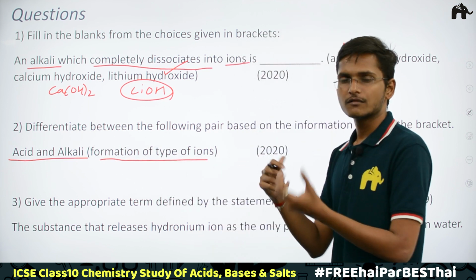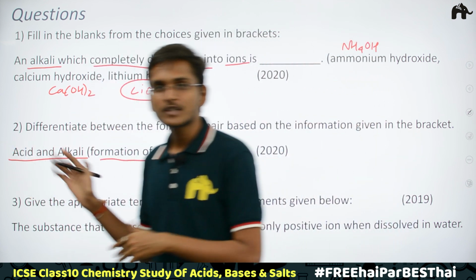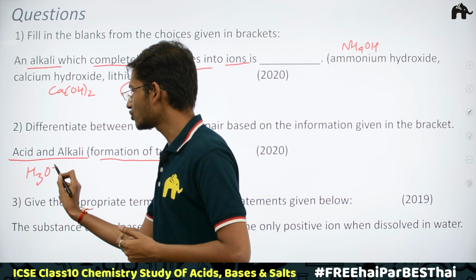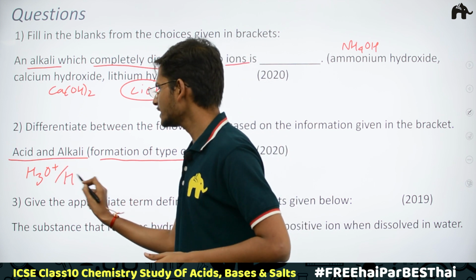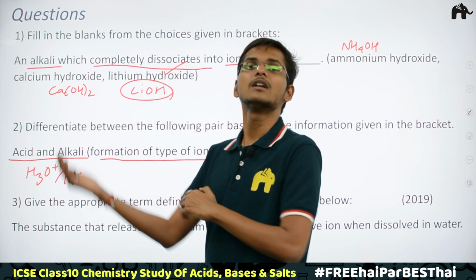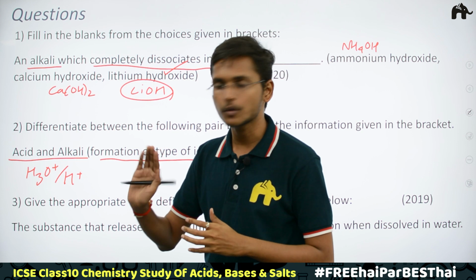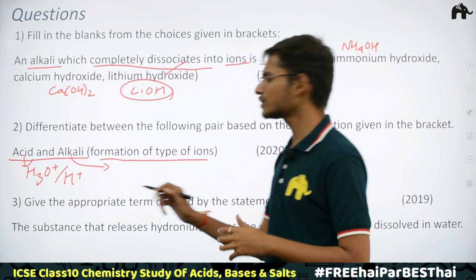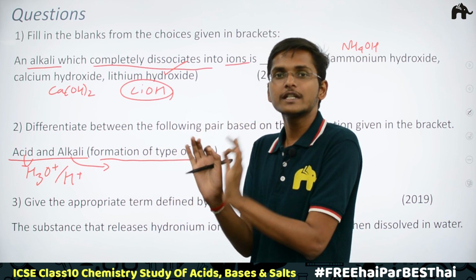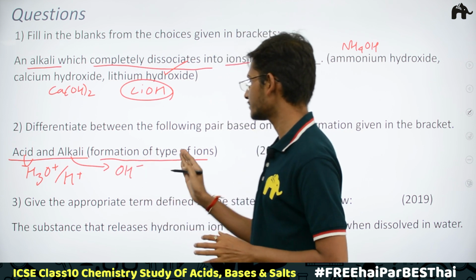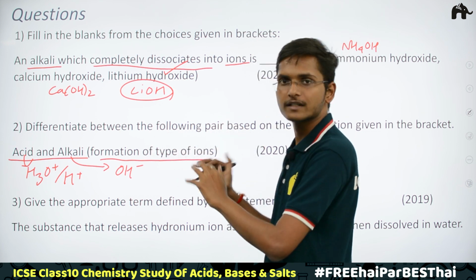So acid and alkali, which type of ions do they form? We have just studied in the definition itself. Acids form H3O+ ions, right? Hydronium ions as the only positive ions when they are dissolved in water. Or we can also say acids form H+ ion as well, because these H+ ions in turn form a bond with a water molecule and form H3O+. So you can either write H+ or H3O+. In case of alkali, we have also seen in the definition itself, these are the bases which dissolve in water and form OH- ions as the only negative ions, right? So based on the formation type of ions, acids are forming H3O+ and H+ ions, while alkalis are forming OH- ions. So we have differentiated it.